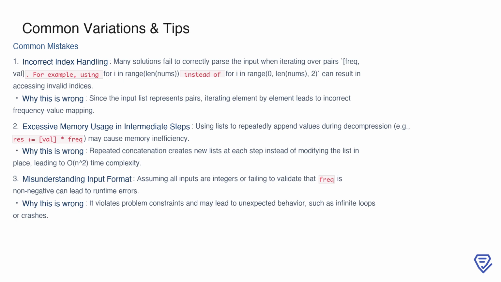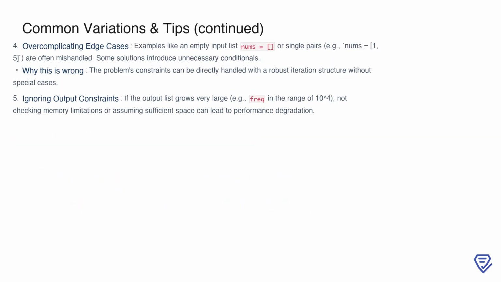Finally, misunderstanding the input format can also lead to errors. Assuming all inputs are integers or failing to validate that frequency is non-negative might cause runtime crashes or infinite loops. Always adhere to the problem constraints to avoid these issues. Overcomplicating edge cases is another frequent mistake. Situations like an empty input list or a single pair, such as nums equals [1, 5], are often mishandled. Some solutions introduce unnecessary conditionals for these cases, which isn't needed. A robust iteration structure can handle these scenarios naturally.